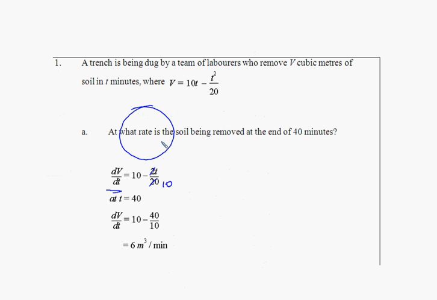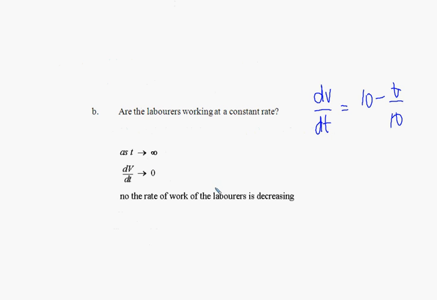So if we look at this in a question here, a trench being dug by labourers to remove V cubic metres, and there's the expression for the volume. We talk about the rate of the soil being removed at the end of 40 minutes. That means the first derivative. So differentiate 10t minus t squared over 20, which becomes 10 minus 2t over 20, or 10 minus t over 10. And at 40 minutes, well, what rate is it being removed at? Substitute the 40 in. It means the soil is being removed at 6 metres cubed per minute. So there's the rate per minute after 40 minutes.